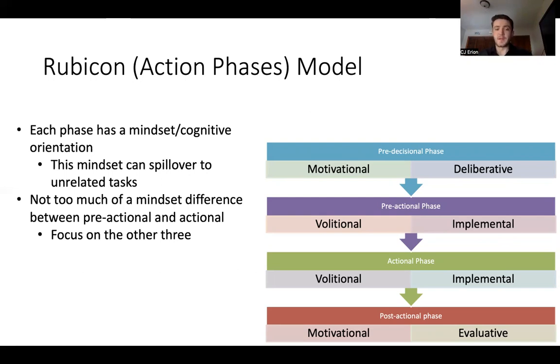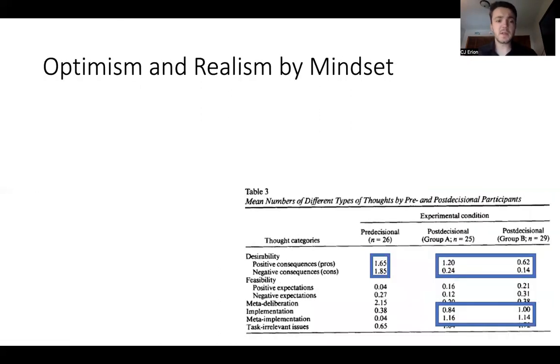There, I'm going to be focusing on the pre-decisional, pre-actional, and the post-actional phases, because this actional phase tends to have relatively similar cognitive processes or a similar cognitive orientation to this pre-actional phase. So there's not too much of a need to differentiate between these two in this lecture. So first, we see some optimism and realism differences by mindset.